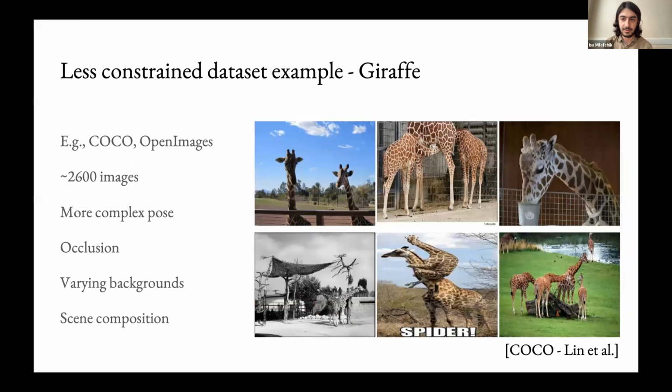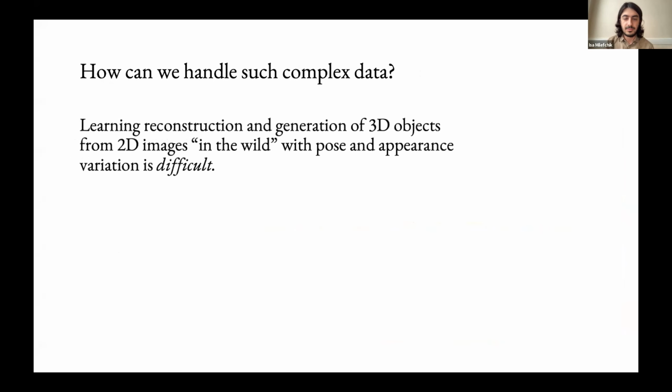But oftentimes, a lot of the datasets that we want to work with are much less constrained. We have here, for example, the COCO giraffe dataset, where we see a lot of complex poses of the objects, occlusion of object parts, different backgrounds, and scene composition. So dealing with this type of data is difficult, and there's not a lot of supervision to help us.